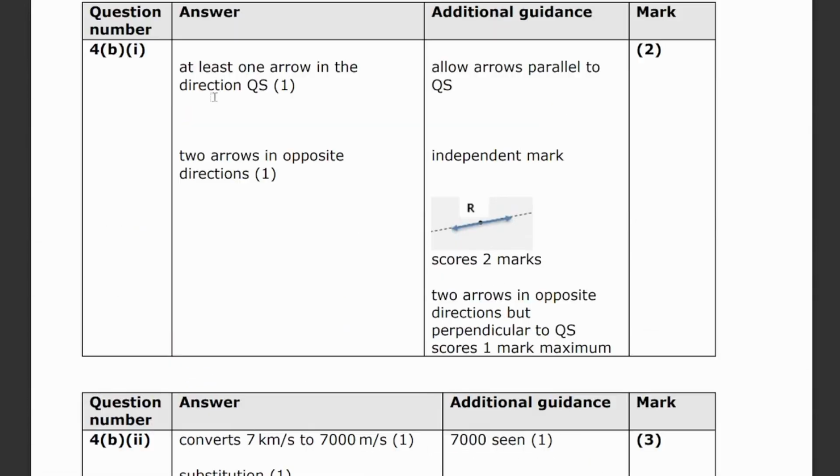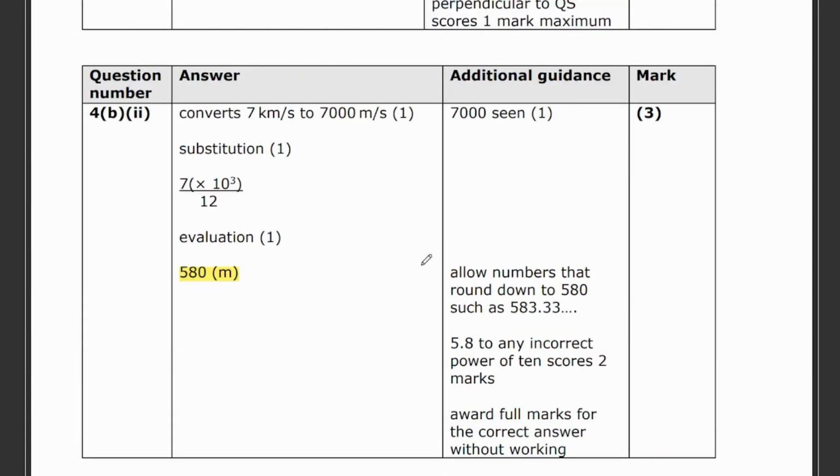Next question. And to draw the arrow for R, this is what we actually did in our answer. By drawing this, you get 2 marks. So 2 arrows in opposite directions. Don't worry about this; you just need to focus on thinking how the particles are moving. For a longitudinal wave, it will be parallel to the wave direction. And for B, the answer was 583.3. That will give you those 3 marks.